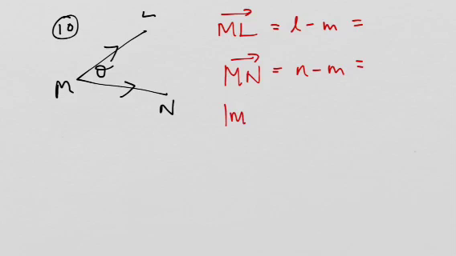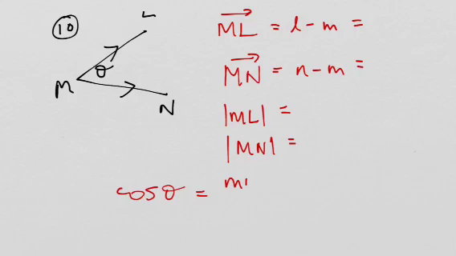You need to work out the length of vector ML. You need to work out the length of vector MN. You know how to do that. And then cos theta is just going to be the first vector dotted with the second vector divided by the length of the first vector times the length of the second vector. Check back your jotters, you'll see how to do that. It's fairly straightforward.